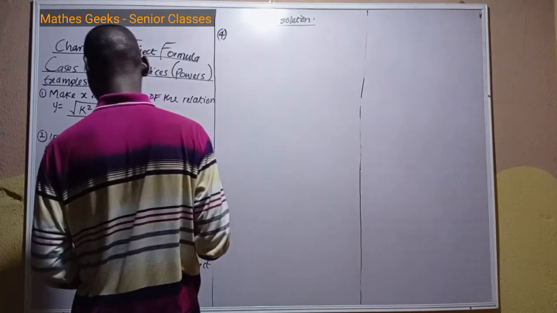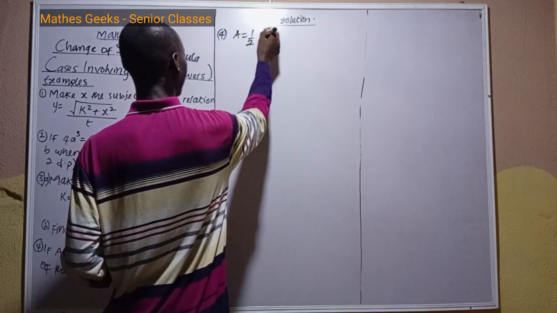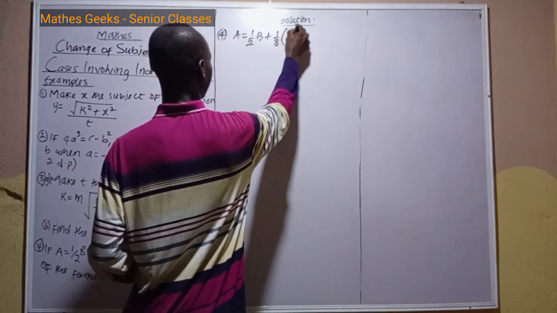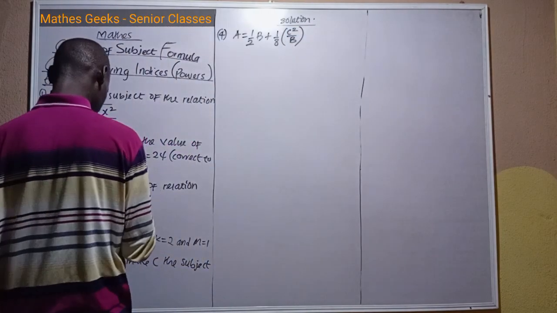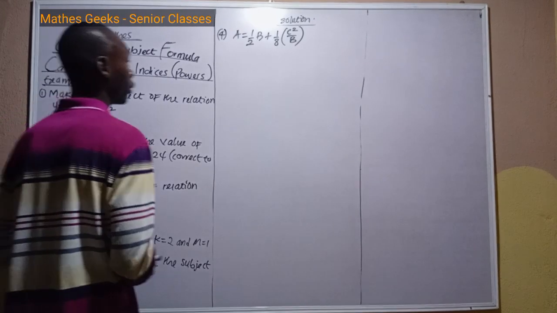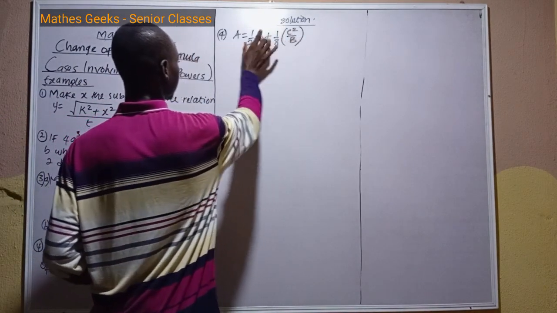Number 4. A is equal to 1 over 2 B plus 1 over 8 C squared over B. So we have to make C the subject of the formula. This part is multiplication, this part is multiplication.